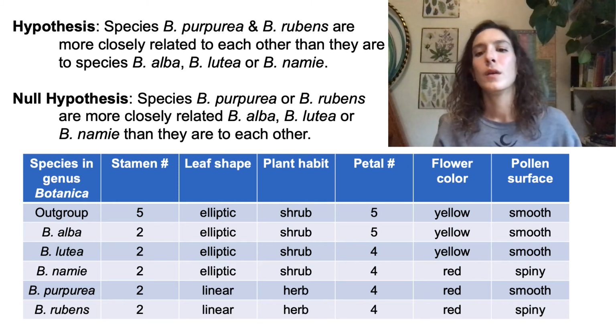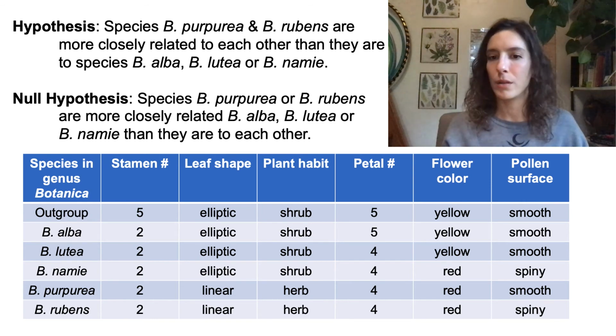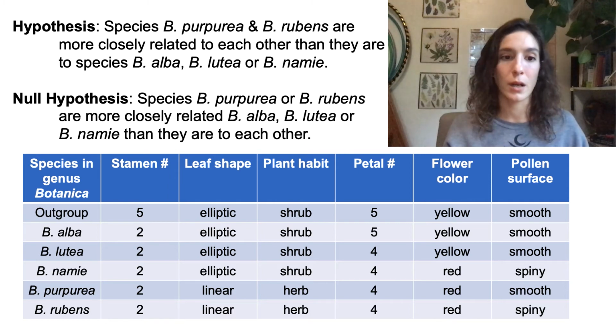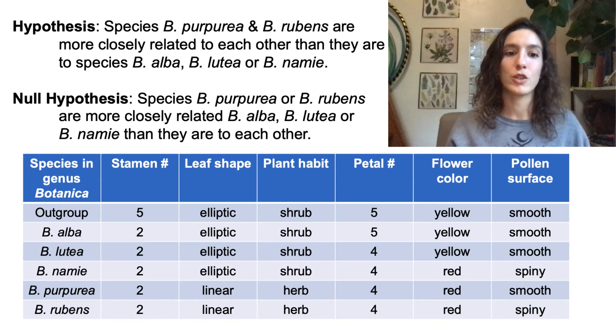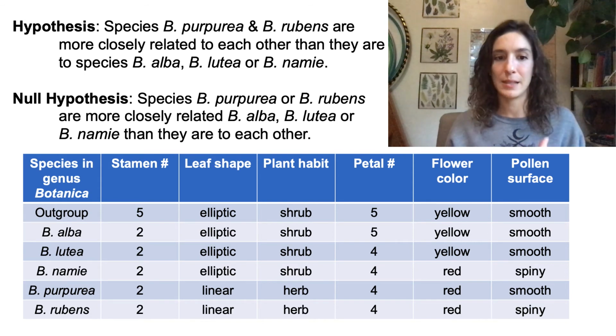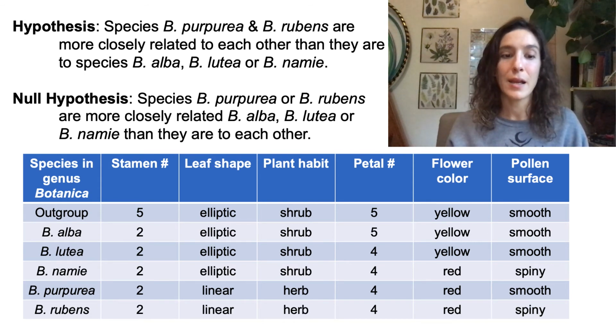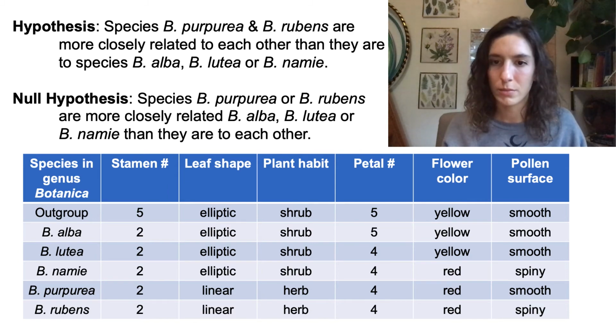If that's not the case, then the null would be true. And the null here are all of the other cases. So we could state that as this: Botanica purpurea or Botanica rubens are more closely related to either Botanica alba, Botanica lutea, or Botanica nami than they are to each other.